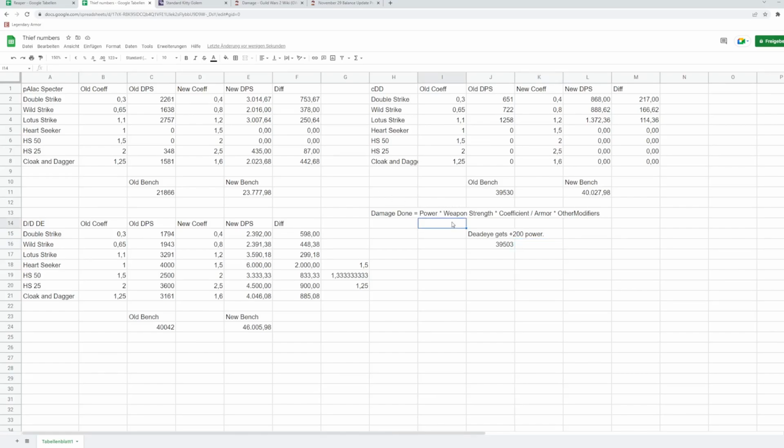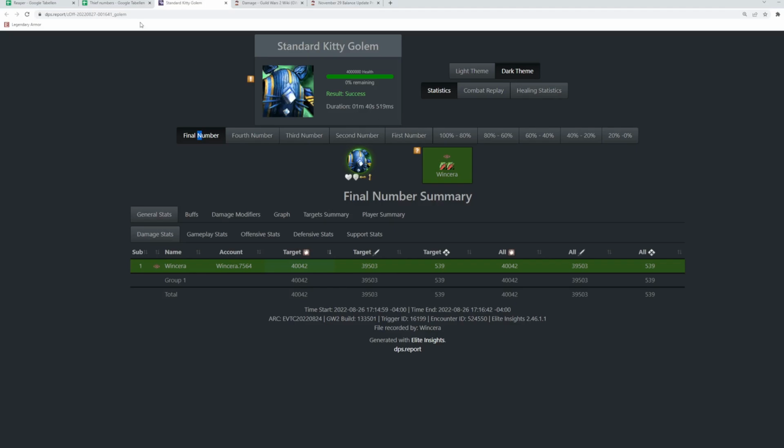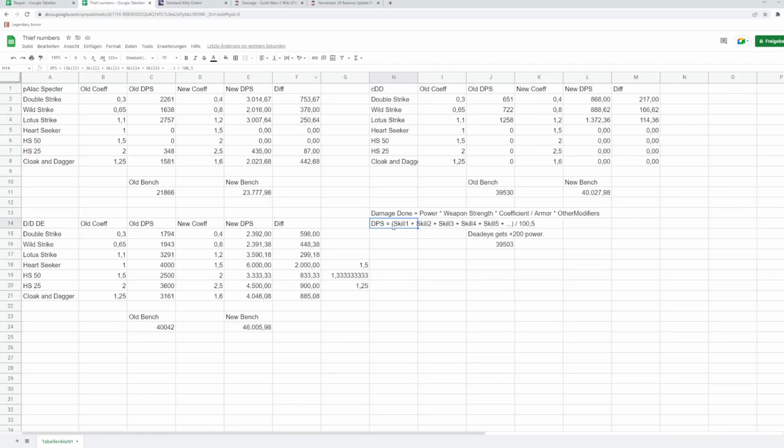So you have basically DPS is equal to skill 1 plus skill 2 plus skill 3. And by this I don't mean different skills necessarily. This can be the same skill again, this can be just auto attacks. And we do this a bunch of times. And then we divide by fighting time, which is 100.5 seconds in this golem log. So this is then the damage dealt.